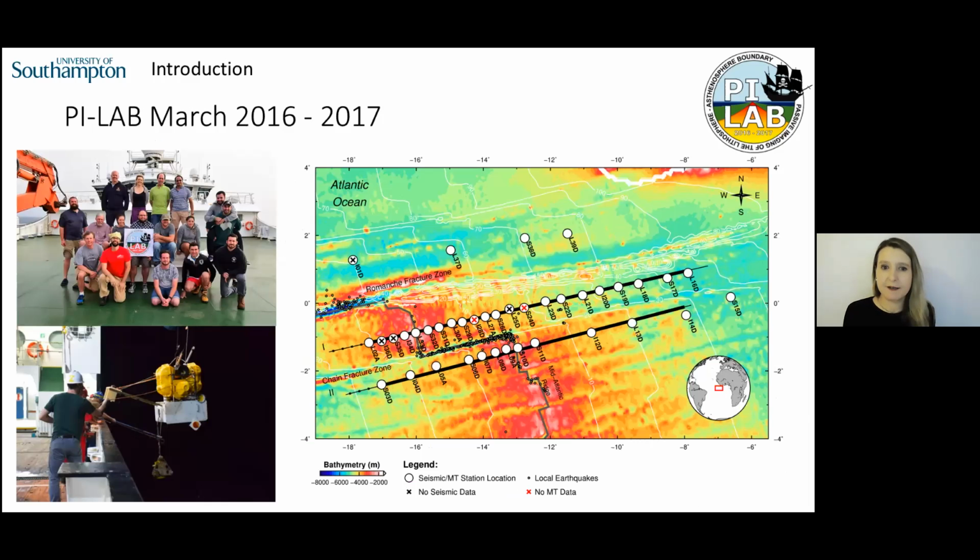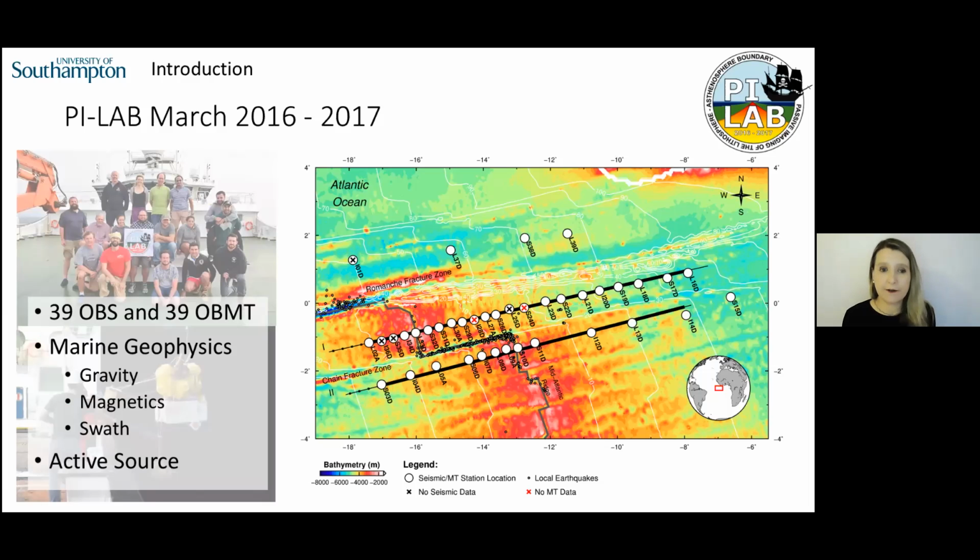So to consider this in greater detail, we designed an experiment to look at a ridge from 0 to 80 million year old lithosphere at the slow spreading mid-Atlantic ridge using a range of resolutions and sensitivities all in one location. We deployed 39 ocean bottom seismometers and 39 ocean bottom magnetotelluric instruments, collected a host of marine geophysics data, and there's also an active source component. And this is the PyLab experiment. It also involves Eurolab, CALab, and Transatlantic iLab.